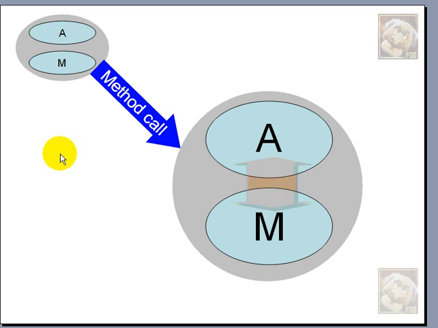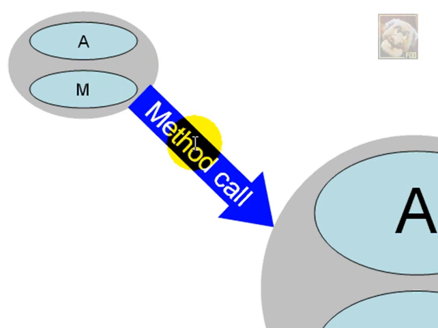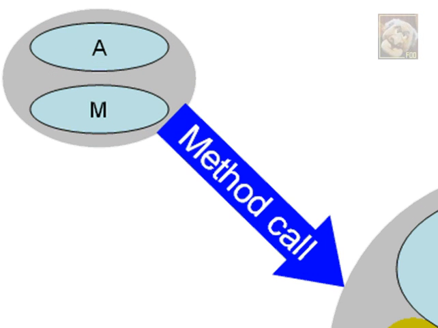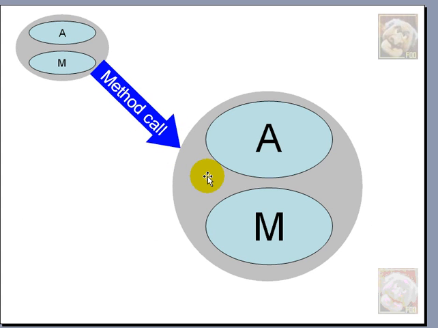For example, one object might want to access or send a message to change or read any attribute inside another object. If this object wants to do that, it must search for a method in the target object and run it. When object number 1 runs a method in object number 2, we say that object number 1 has made a method call to object number 2, or else it has sent a message to object number 2.